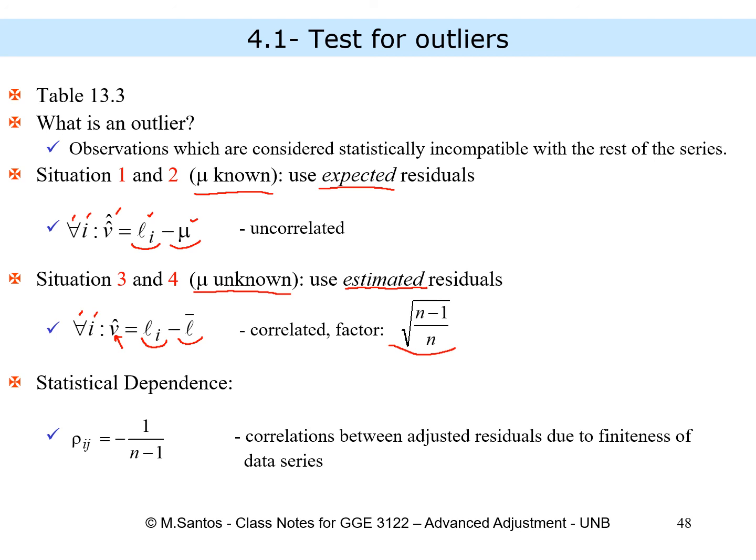Of course, it is going to get closer to becoming uncorrelated as we increase the number of observations. We can compute the statistical dependence of the observations. And of course we can state then that the correlation between adjusted residuals is due to the finiteness of the data set.